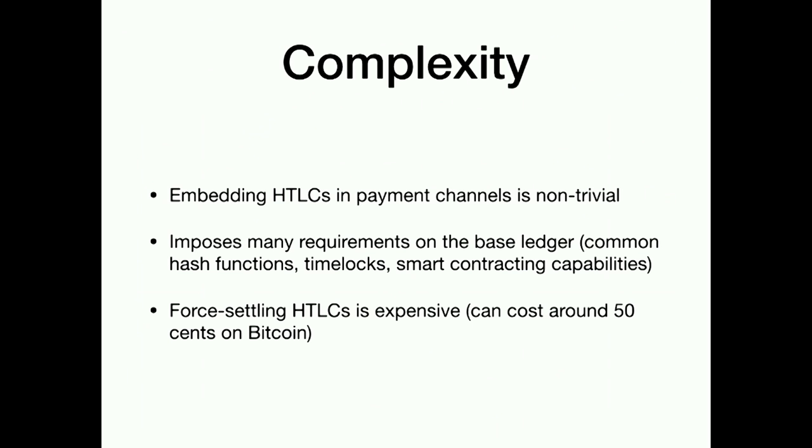And it's expensive. On Bitcoin, you have to do a few transactions in order to settle an HTLC. And that costs around, with the default values for HTLCs, I think that can cost around 50 cents on Bitcoin, depends on what transaction fees you're paying. But that means that doing smaller payments than this with HTLCs isn't economical, and that's something I'll get back to in a second.